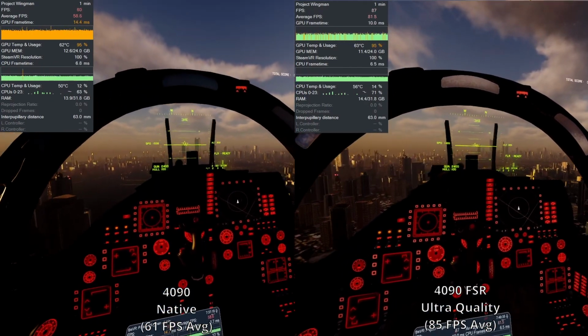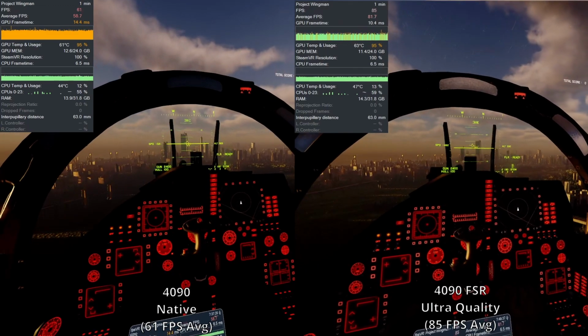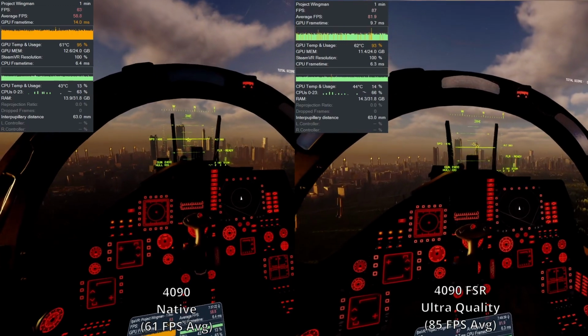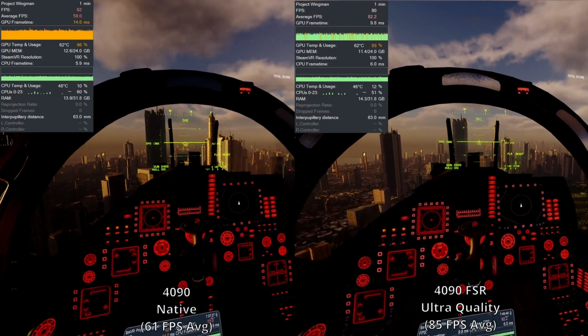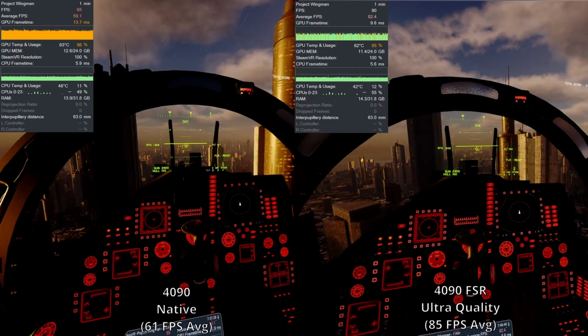Turn down the FOV to normal or dial down a setting or two, and you could definitely have a stable 75 to 90 FPS this way. But the uplift is still on the smaller end and kind of disappointing, especially when we look at our next two games.